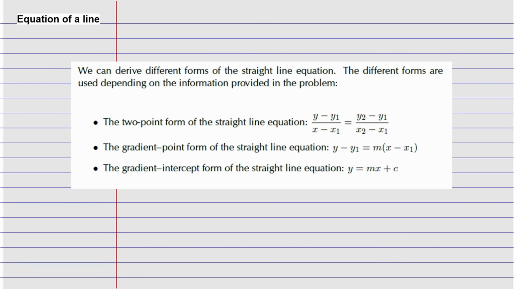Now we're going to move to the equation of a line. With the equation of a line, we have three situations. You have the two-points form of a straight line equation, you have the gradient-point form, or you have the x-intercept form. You can use any one of them. It's not compulsory to use a specific one. Just know one, know how to use it, then use that.